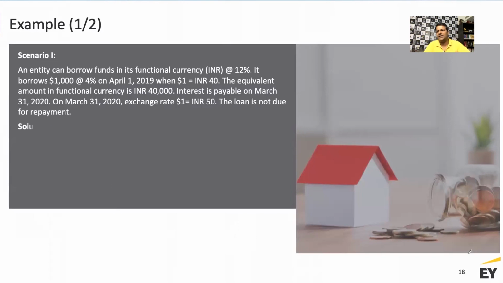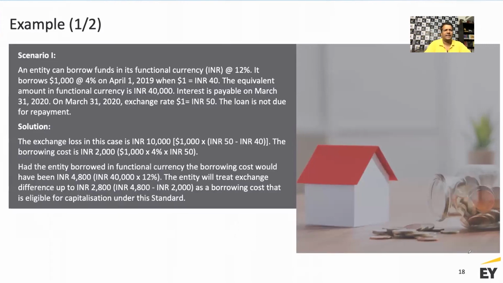So we're going to further try and understand this with the help of this example, right? An entity can borrow funds in its functional currency at the rate of 12%. Functional currency is INR, and we will talk a lot more about the functional currency and foreign currency when we discuss the concept under Ind AS 21. I will do a very detailed discussion on functional currency and foreign currency. It borrows $1,000 at the rate of 4%. So if I would have borrowed money in my functional currency, I would have borrowed at the rate of 12%. I have access to dollar borrowing, and here I can borrow money at 4% when rupee dollar was 40.